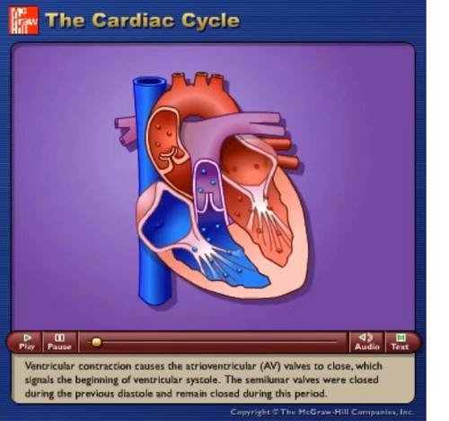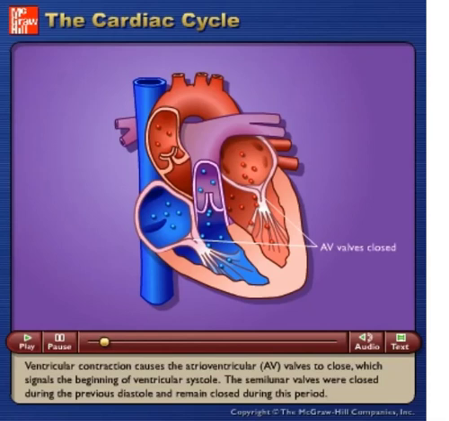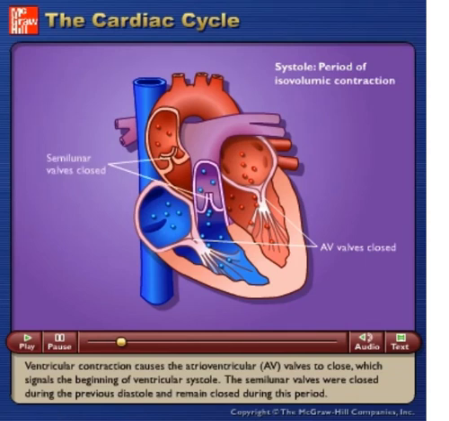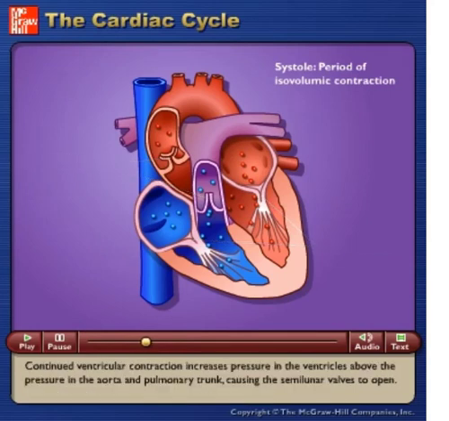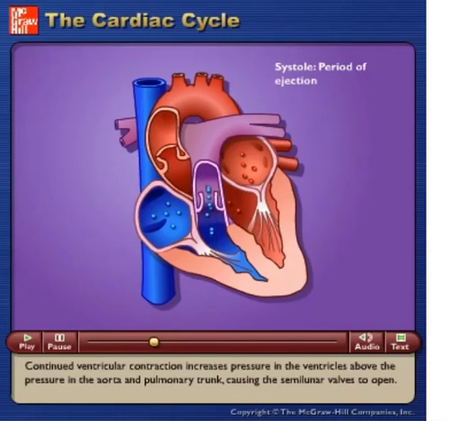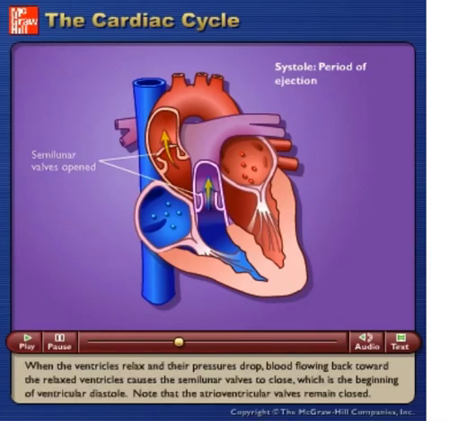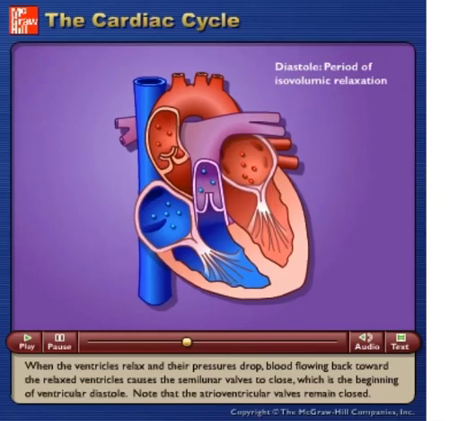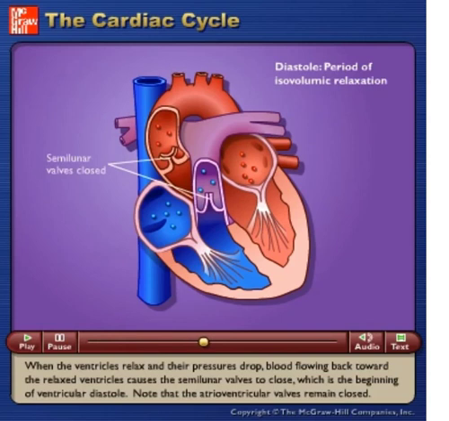Ventricular contraction causes the atrioventricular valves to close, which signals the beginning of ventricular systole. The semilunar valves were closed during the previous diastole and remain closed during this period. Continued ventricular contraction increases pressure in the ventricles above the pressure in the aorta and pulmonary trunk, causing the semilunar valves to open. When the ventricles relax and their pressures drop, blood flowing back toward the relaxed ventricles causes the semilunar valves to close, which is the beginning of ventricular diastole.